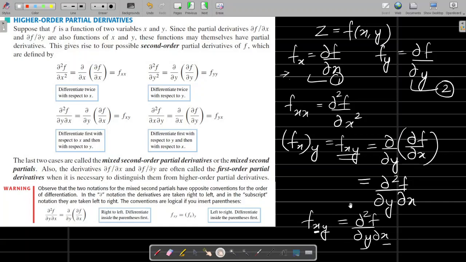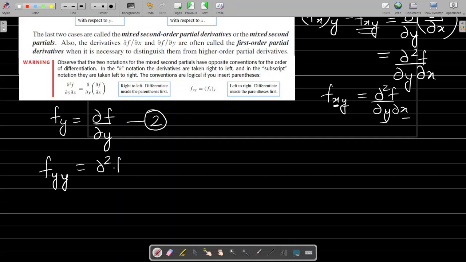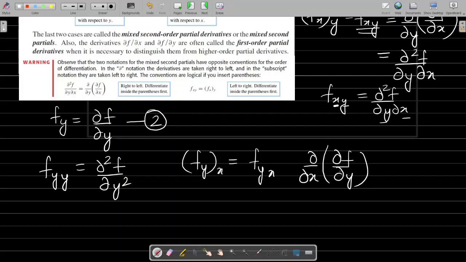Similarly, we will look at the partial derivatives of fy. So fy is dou f by dou y. Now second order partial derivatives. Again, if I am differentiating with respect to y, it is fyy. So it is just dou square f by dou y square, because it is dou by dou y of dou f by dou y. Now if I am partially differentiating that with respect to x, it is fy, and that I am partially differentiating with respect to x, so the notation is fyx. In the other notation it is dou f by dou y, and that I am partially differentiating with respect to x, so the notation is dou square f by dou x dou y.